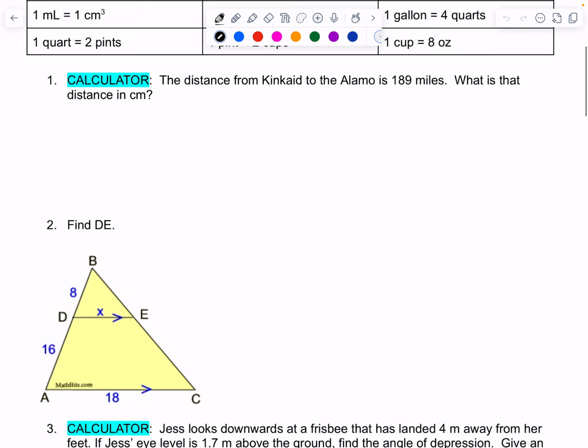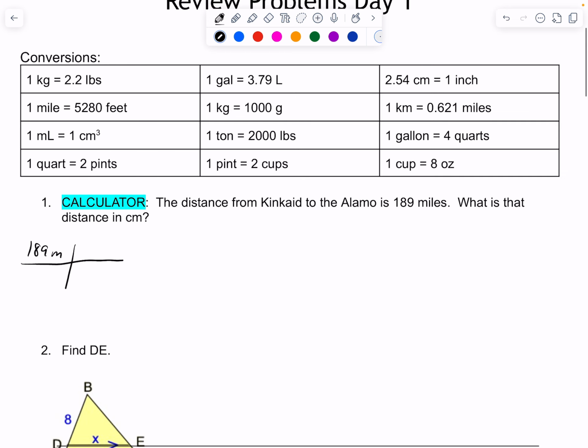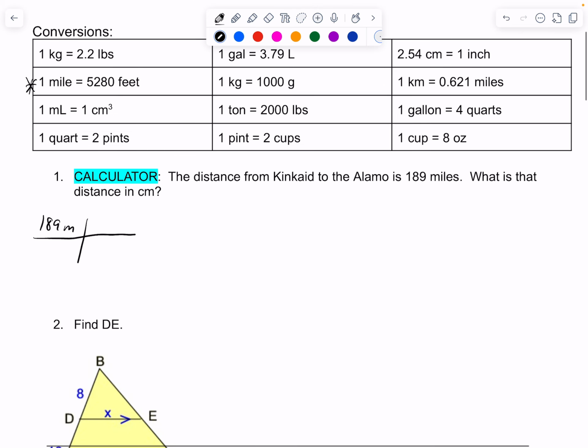Number 1 says the distance from Kincaid to the Alamo is 189 miles. What is the distance in centimeters? So I'm going to start with 189 miles, and first convert that to feet. I'm going to use this first column, second row. 1 mile is 5,280 feet. So I put mile down here. So 1 mile is 5,280 feet.